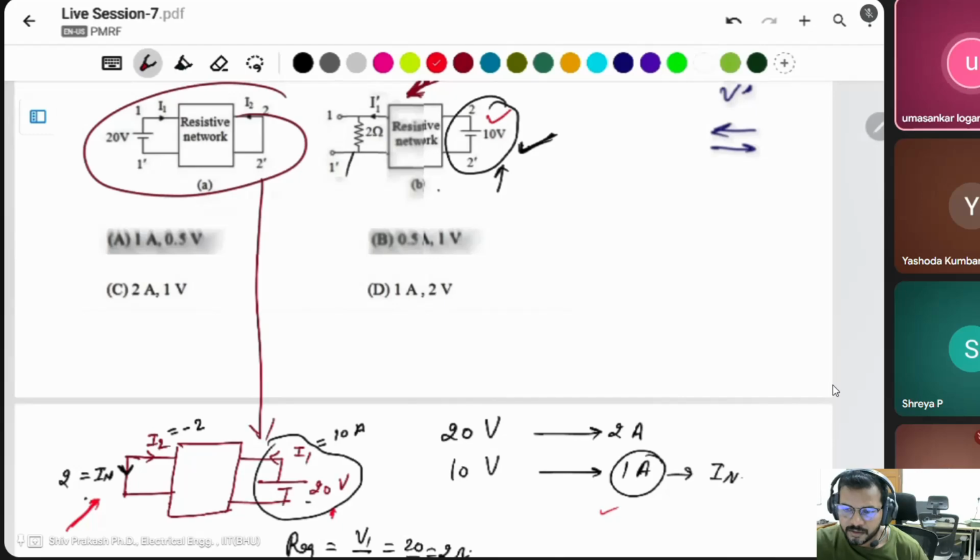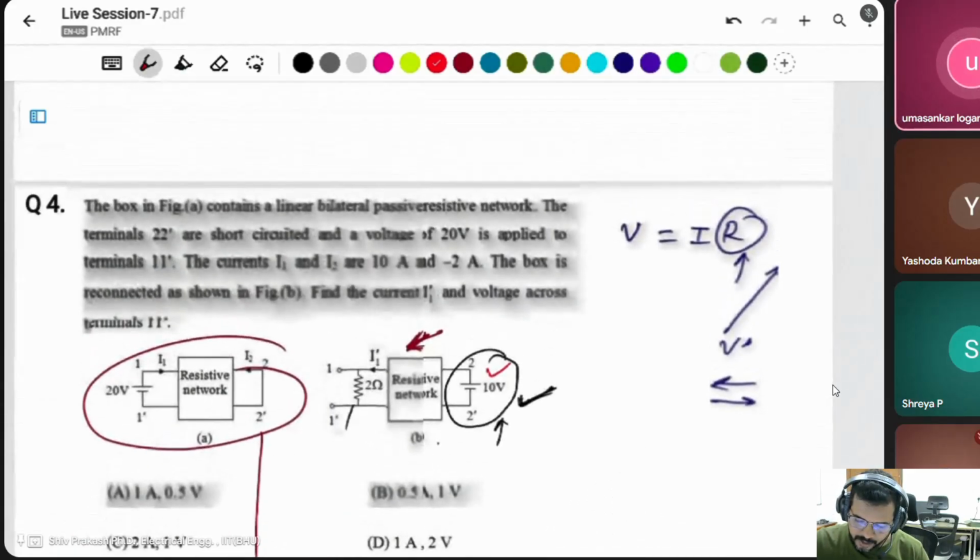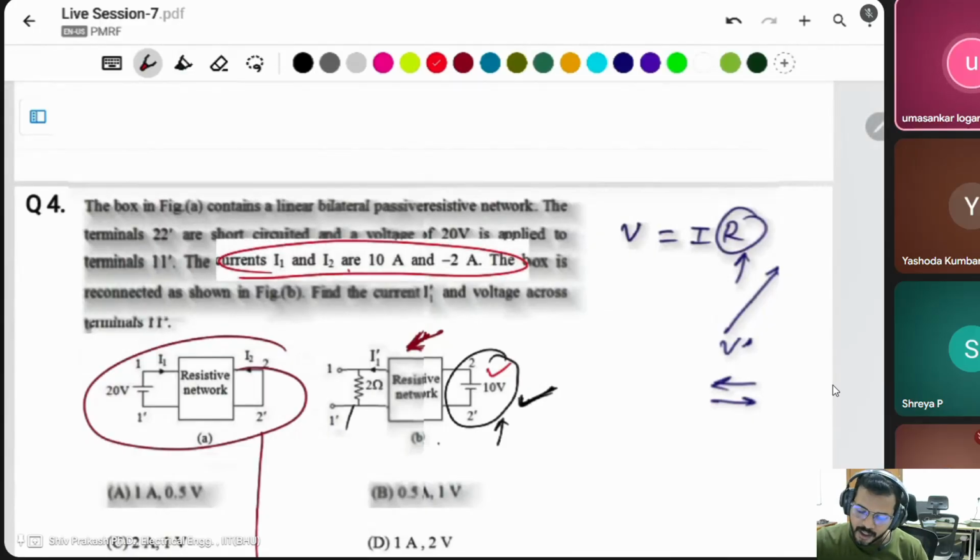What I'm asking is, you mentioned 20 volt gives 2 ampere. How did you calculate the current as 2 ampere? That's not available in the question, right? They gave only the options. Okay, 20 volt resistive network. Yes, they didn't mention the current value. Oh, in the question itself they mentioned I1 and I2. Okay, sorry.